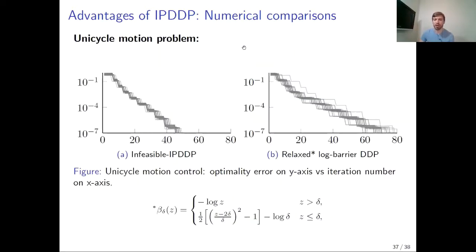So the numerical comparisons. Here we consider only infeasible IPDDP and relaxed log barrier DDP. Relaxed because we don't use a logarithmic barrier anymore. It is replaced with the following beta function. It is log barrier when the constraints are not violated, and it is this function when they are close to being violated. As you can see, the infeasible IPDDP has better numerical performance. It converges faster than the relaxed log barrier DDP by almost 20 iterations.